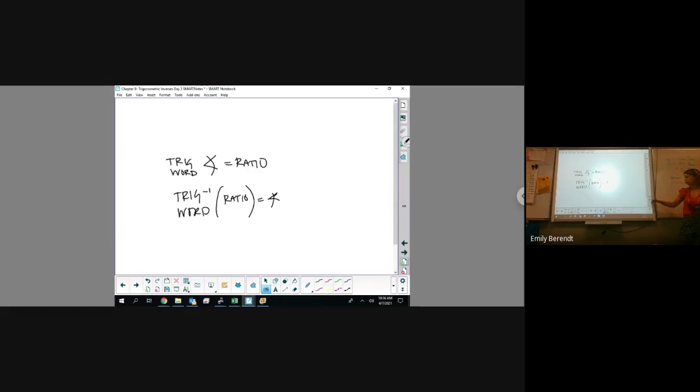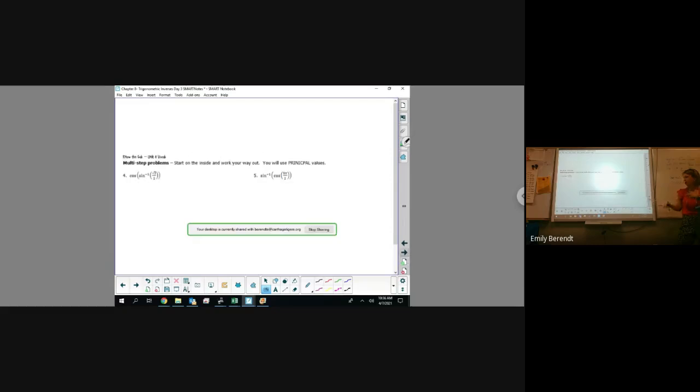The other thing, make sure that you start inside out. So you do the inner function first, and then you work your way out. And you will always use principal values. So if you have the inverse trig word of a ratio, your answer is going to be an angle, and you use the PV value. So make sure you're working with PVs.